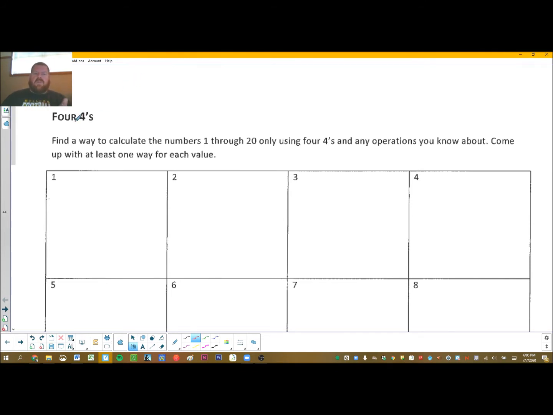So for this first one, we talked about the 4 4s. I want to combine 4 4s in a way that I can get the numbers 1 through 20. And we talked about a couple ways in class that we could do that. We could use addition, we could use subtraction, multiplication, division, probably include some sort of parentheses. Let's see what else. We talked about square roots. I don't know if we did it in class or not, but exponents can work.